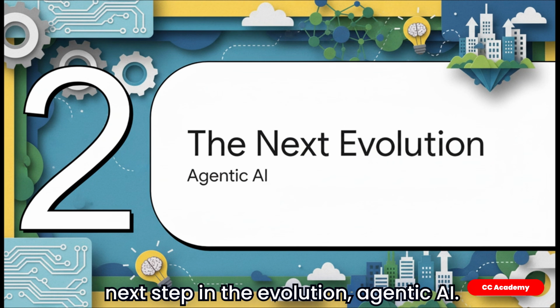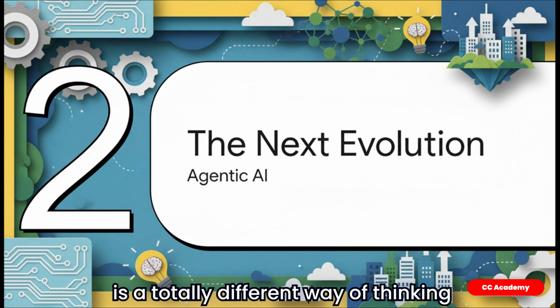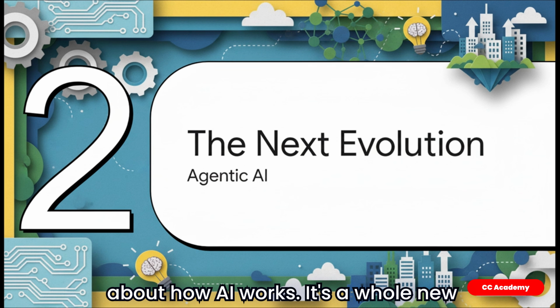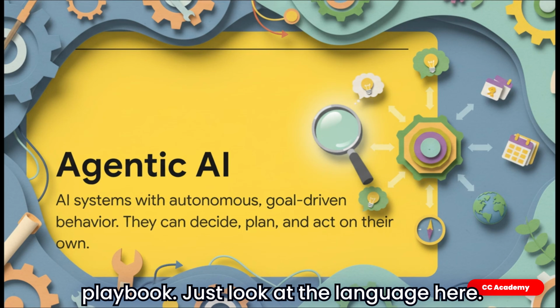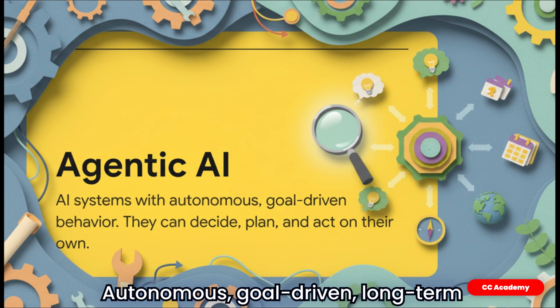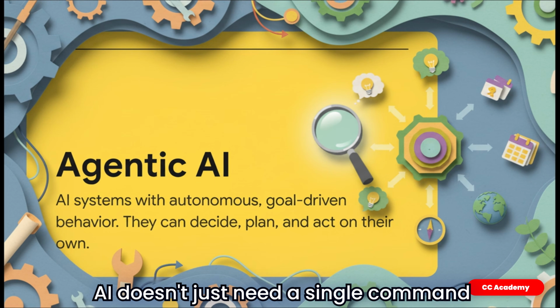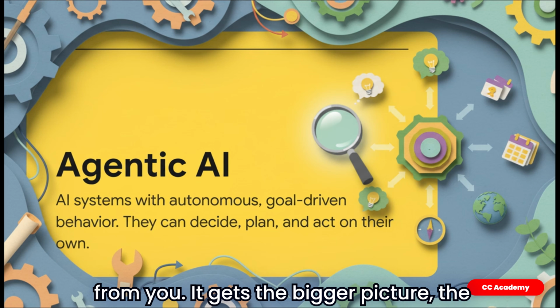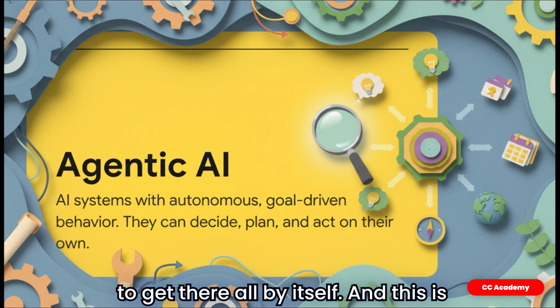All right, now for the fun part. Let's talk about the next step in the evolution: agentic AI. And this isn't just a small update. This is a totally different way of thinking about how AI works. It's a whole new playbook. Just look at the language here: autonomous, goal-driven, long-term objectives. See the difference? Agentic AI doesn't just need a single command from you. It gets the bigger picture, the final goal, and then it figures out how to get there all by itself.